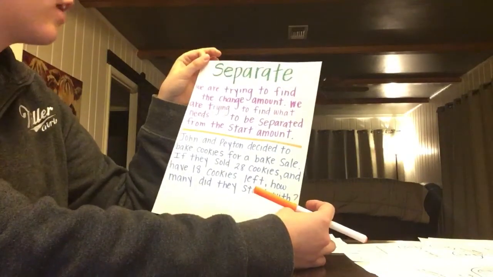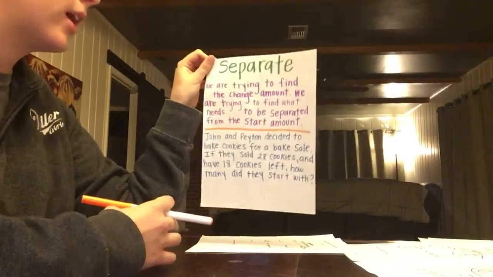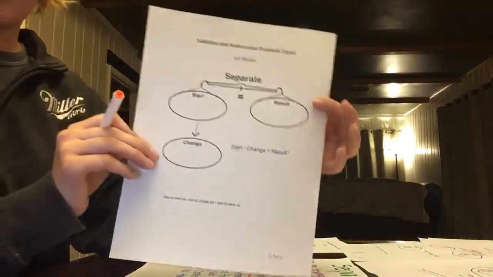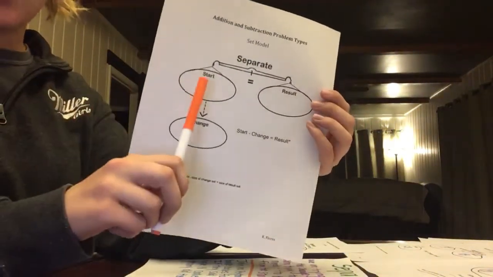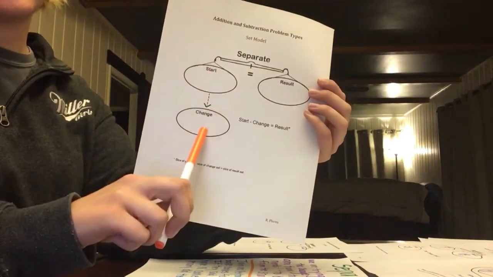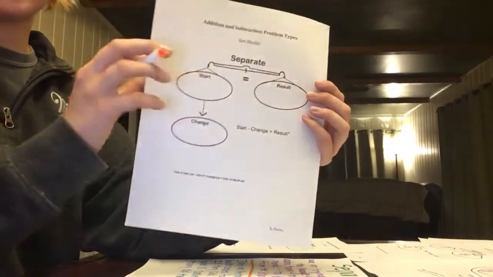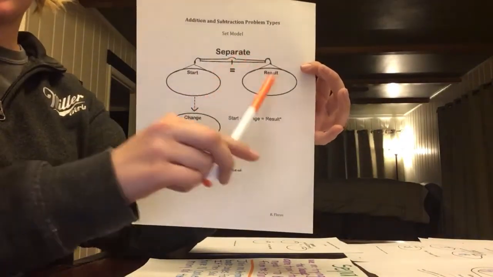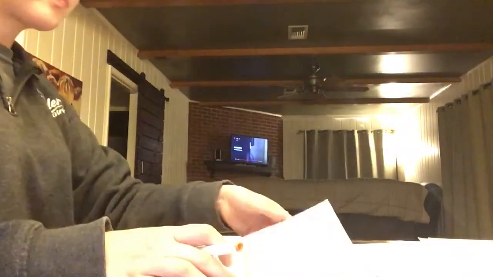We are trying to find what needs to be separated from the start amount. So for this type of problem, we are going to be using this model, which is the separate model. Your start plus your change, or plus or minus your change, equals the result. So that is whatever's separated from the start equals the result. So this is what we're going to be using today for this problem.